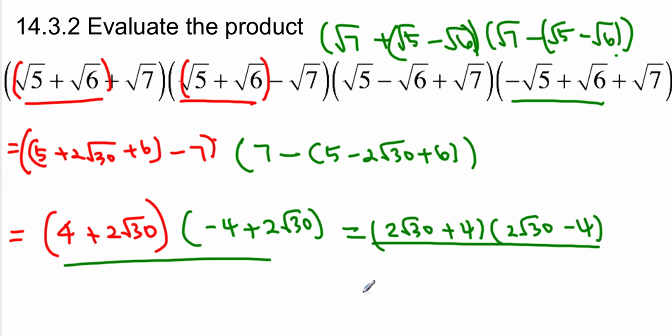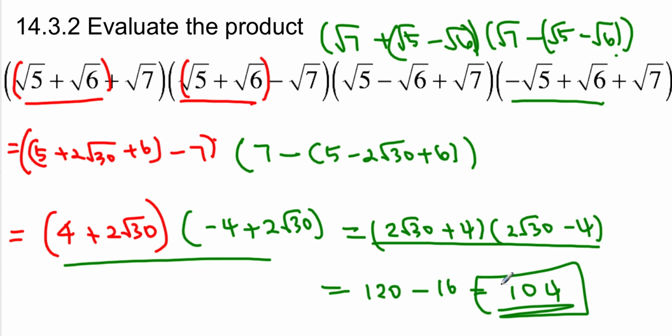Now here we have, by the difference of squares, the square of 2 radical 30 becomes 120, minus the square of 4 becomes 16. So we end up getting 104 as our final answer. All right, let's move on to the next question.